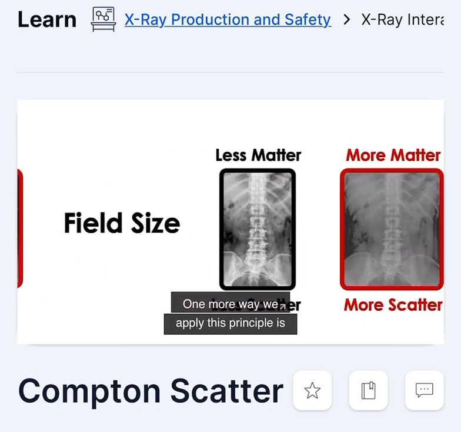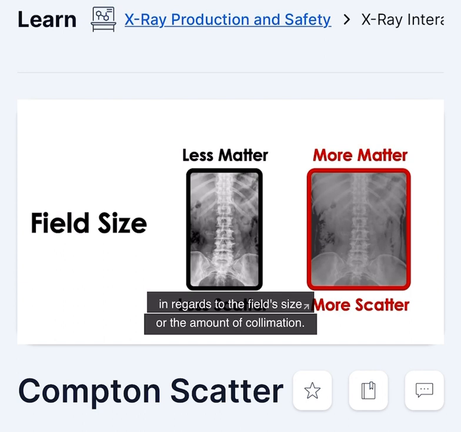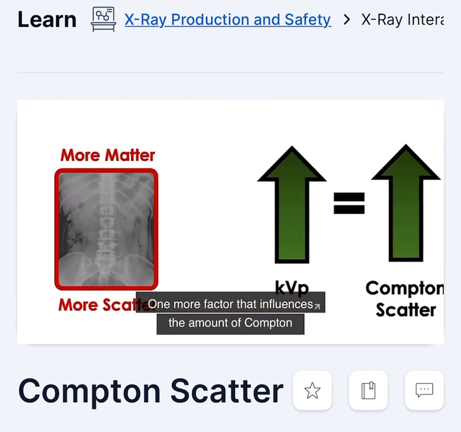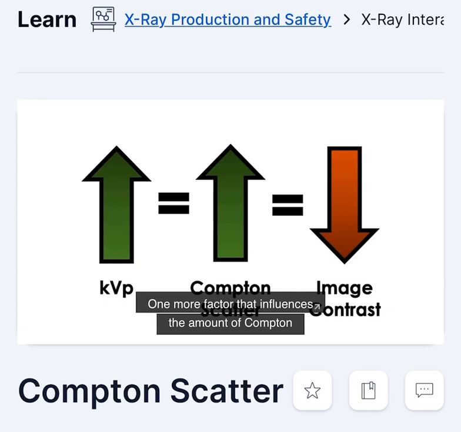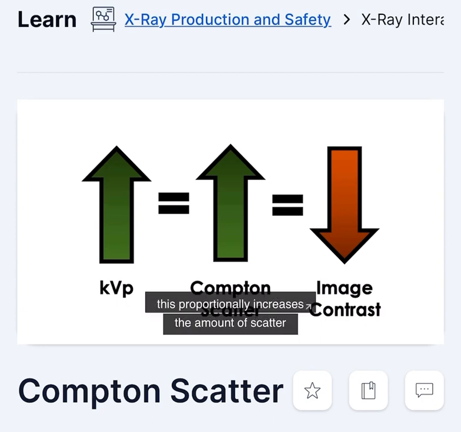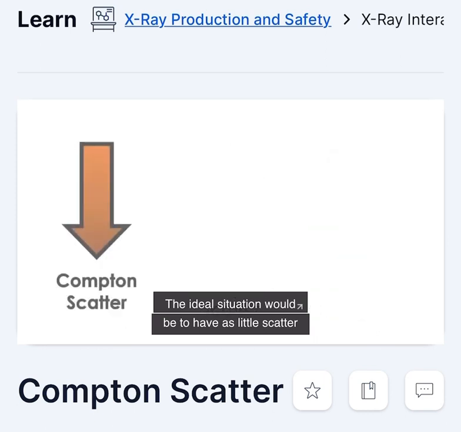One more way we apply this principle is in regards to the field size, or the amount of collimation. If we decrease the collimation, or use a larger field size, there's more matter being exposed, therefore more scatter and lower contrast. One more factor that influences the amount of Compton scattering taking place is the beam energy, which of course is controlled by the kVp. If we increase the kVp, this proportionally increases the amount of scatter and therefore decreases the total image contrast.